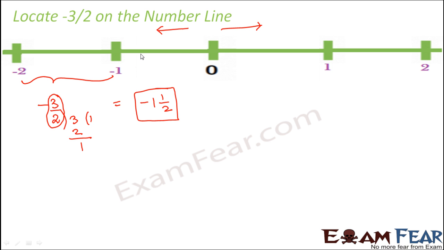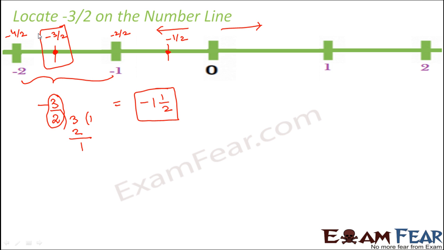For that we have to divide each section into 2 equal parts because the denominator is 2. So divide this into 2 equal parts, and divide this into 2 equal parts. What would be this point? This point is 1 part out of 2 parts, so this is minus 1 by 2. This is minus 2 by 2. This is minus 3 by 2. This is minus 4 by 2. We wanted to locate minus 3 by 2, so this is where it would be located.